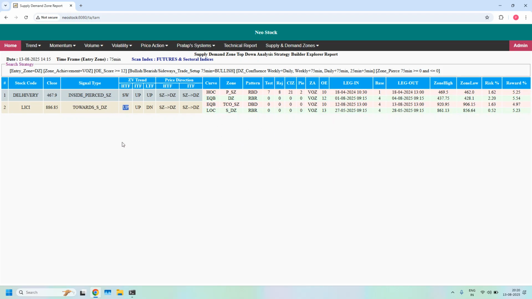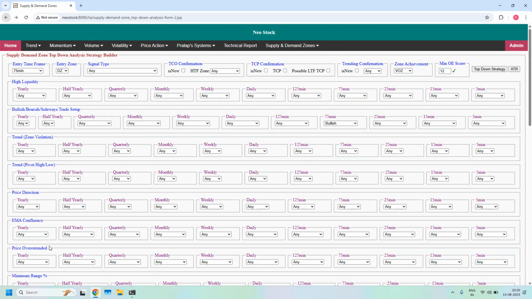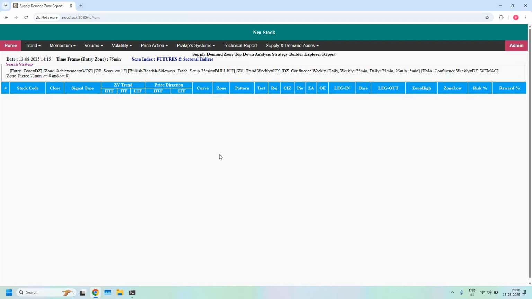Let's verify this weekly demand zone having weekly EMA confluence. And trend on the weekly should not be sideways. It should be uptrend because it is bullish trade setup. So no stocks are filtered for weekly EMA confluence. Okay, this is bullish trade setup.